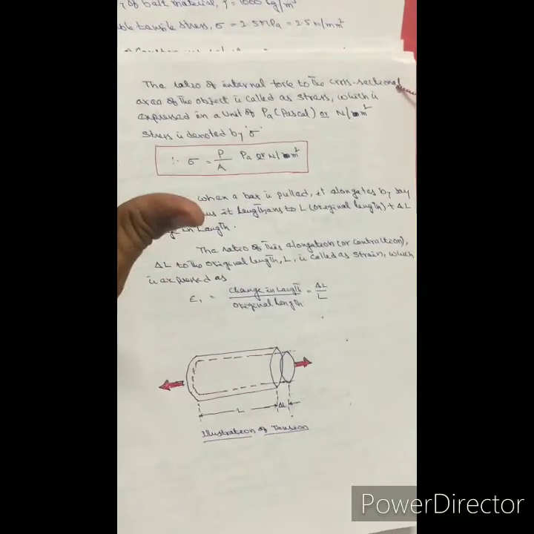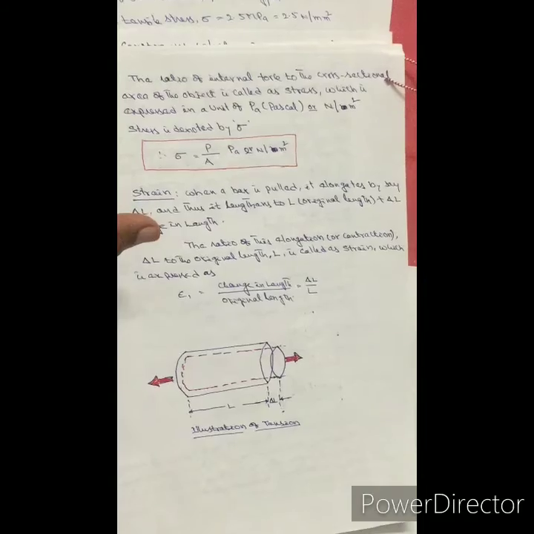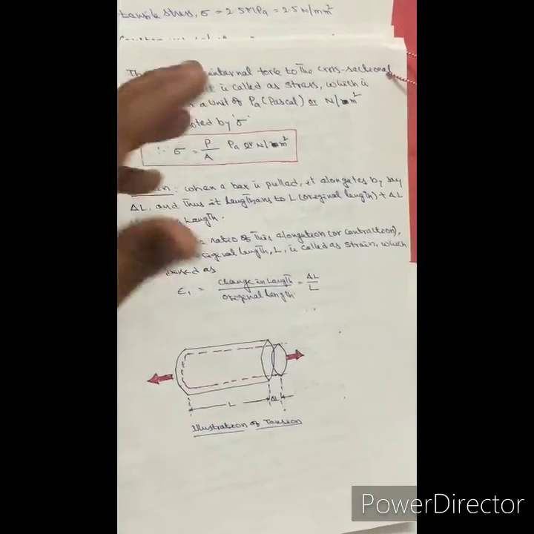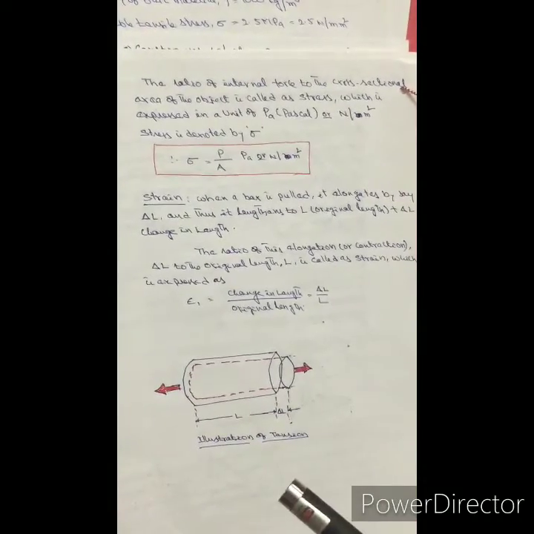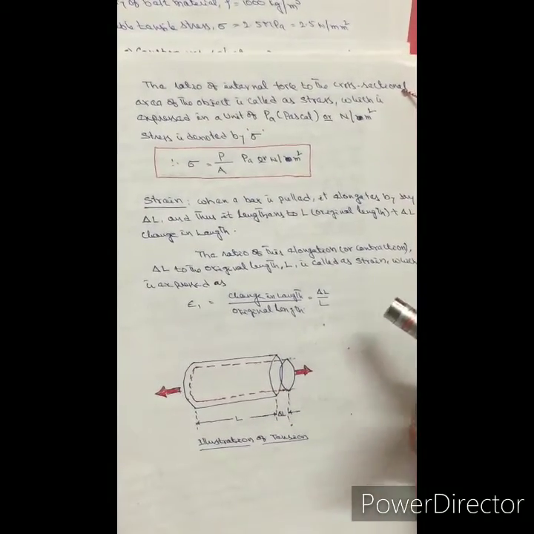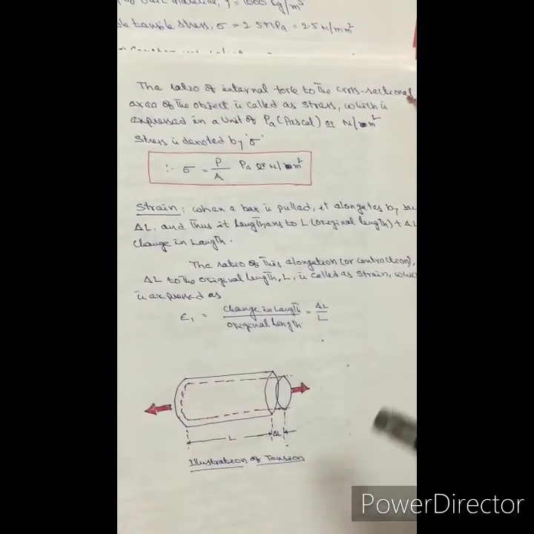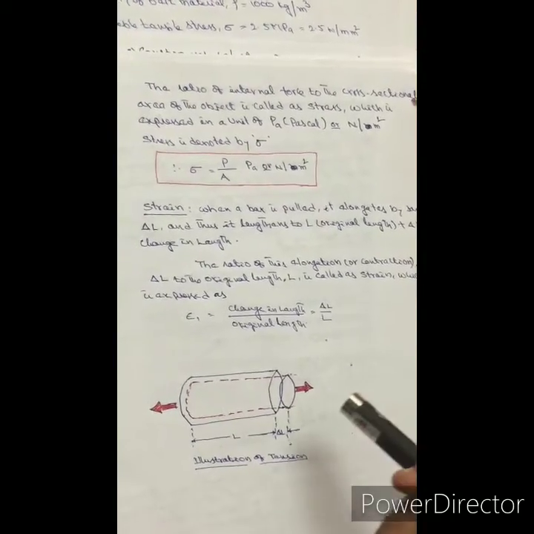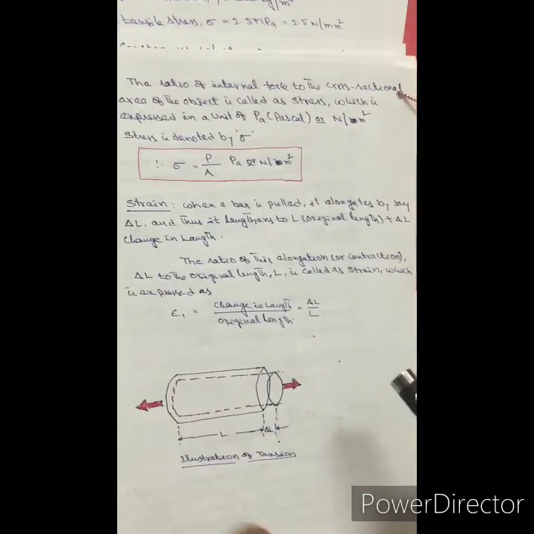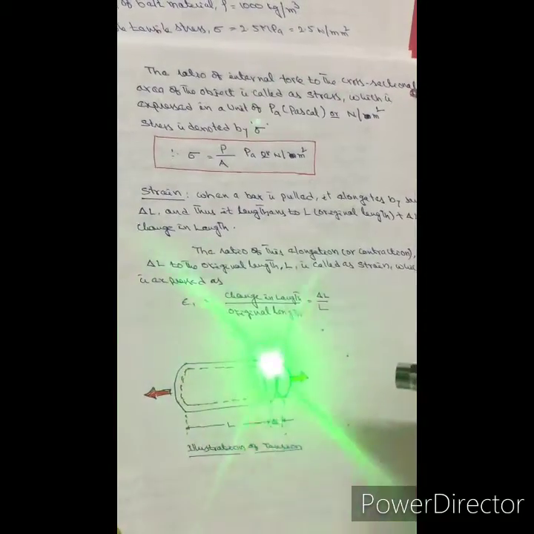We are going to denote the change in length by delta L, and its ratio to the original length L. This ratio of elongation or contraction, that is delta L, to the original length L, is called strain. The strain we can express as change in length by original length, that is equal to delta L by L.